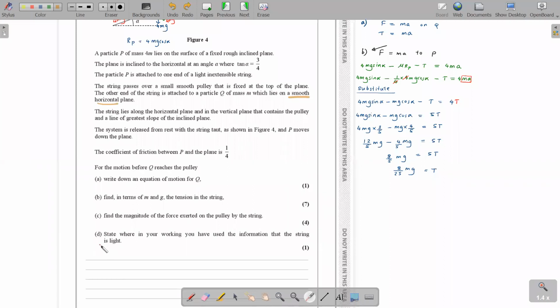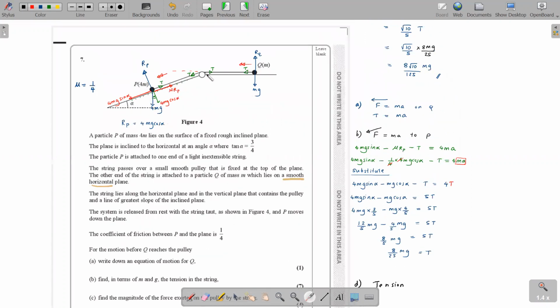Then moving on to part B, state where in your working you have used the information that the string is light. So for the string is light, again the modeling assumptions are given in your M1 book. So when the string is light, the book says, what is it? The tension is same at both ends of the string. That's what it says. So we have used the fact that the tension is same at ends of the string. Okay, not throughout the string.